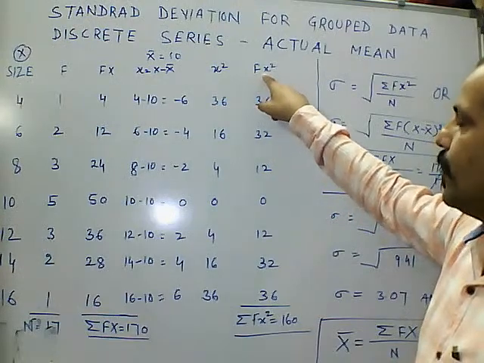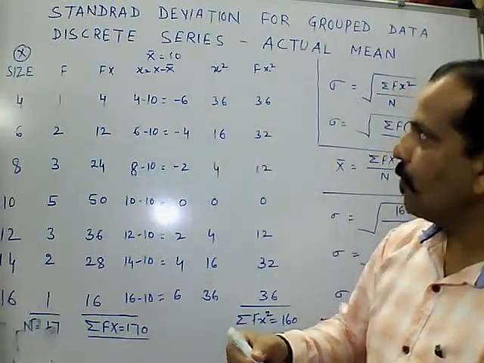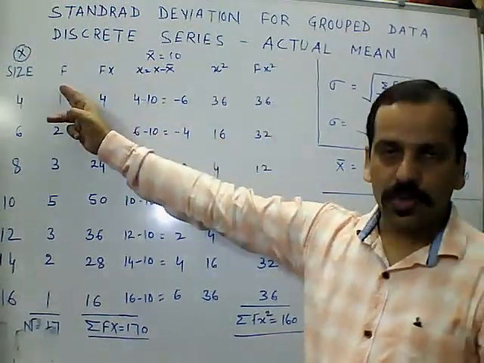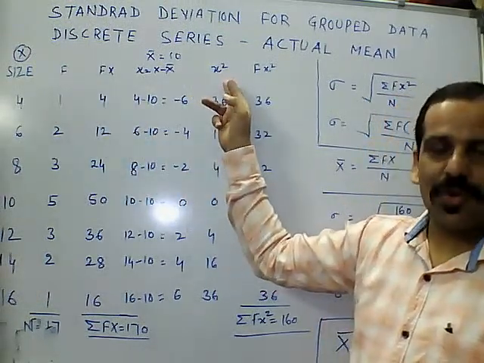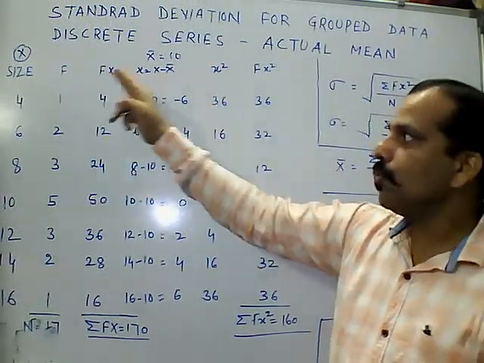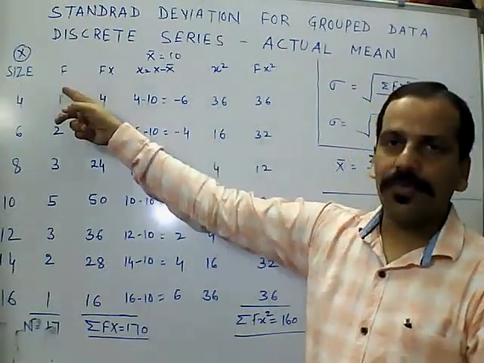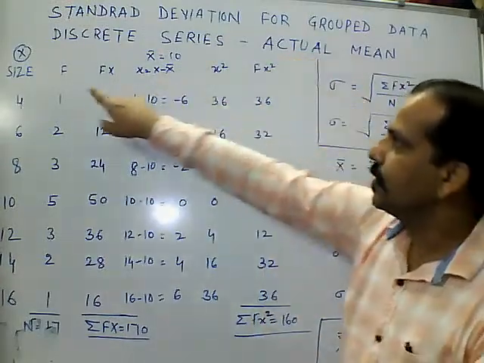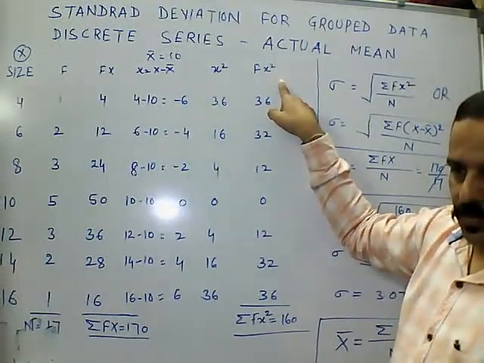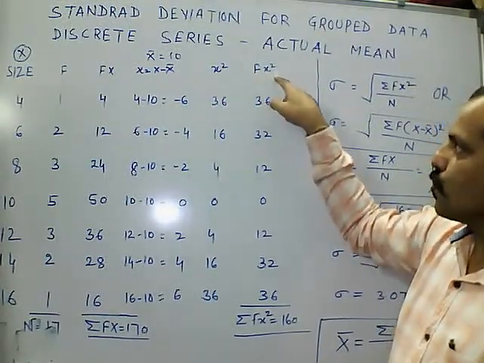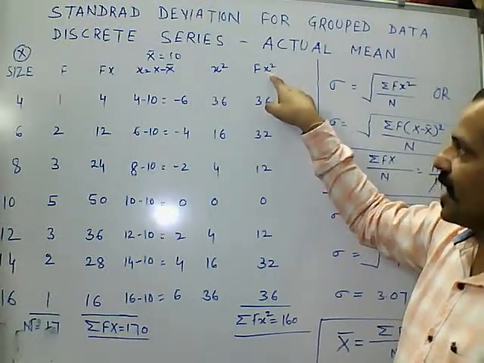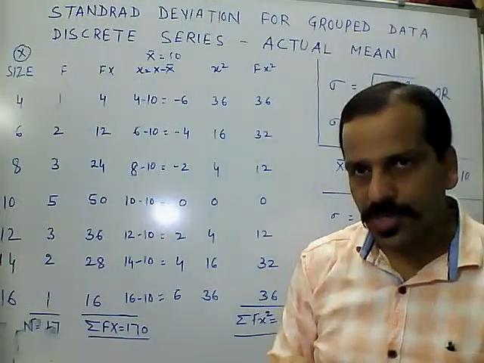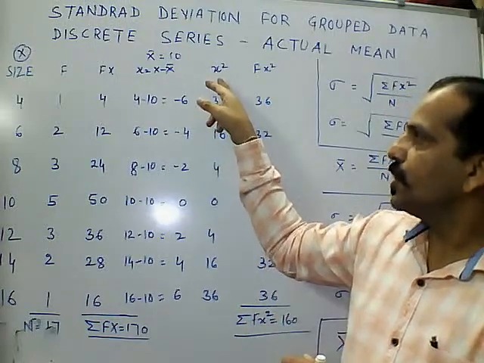Next is f into x square. F is your frequency, x square is your deviation, the square of the deviations. So we have to multiply these two, f into x square. Any doubt with it? This is nothing but this and this is equal to this. So f into x square is the multiplication of frequencies with their corresponding squared deviation values.